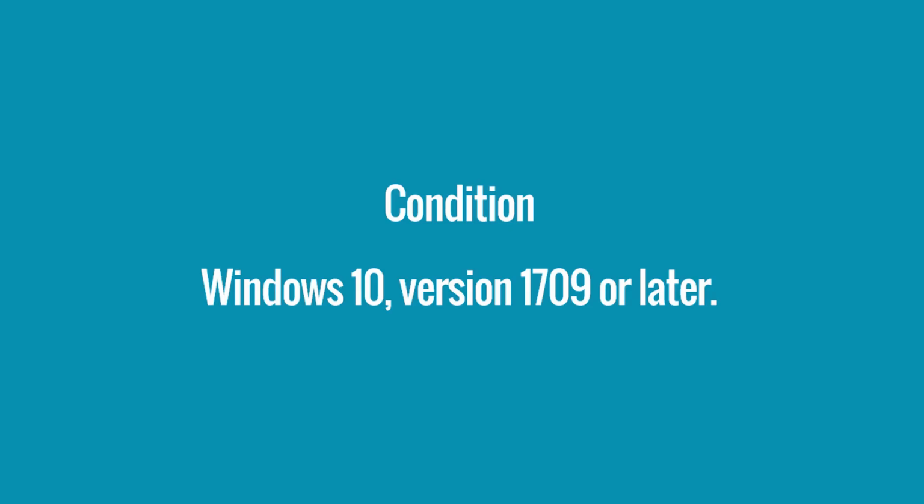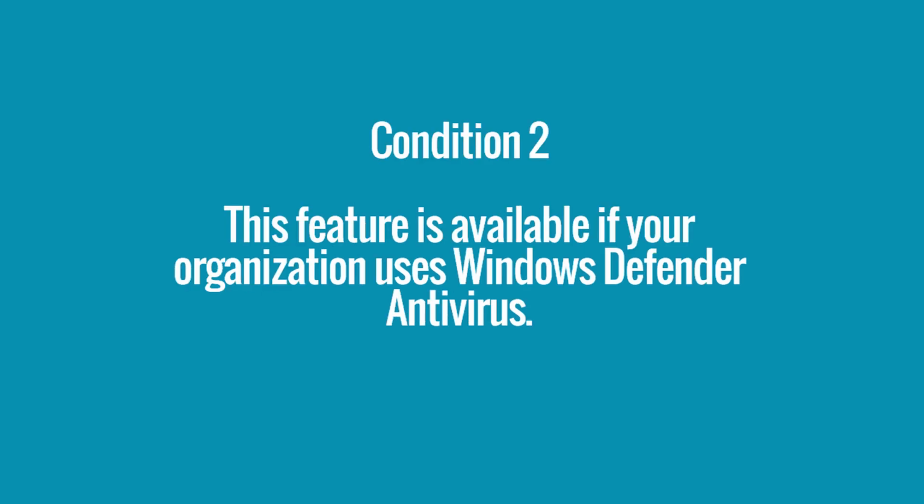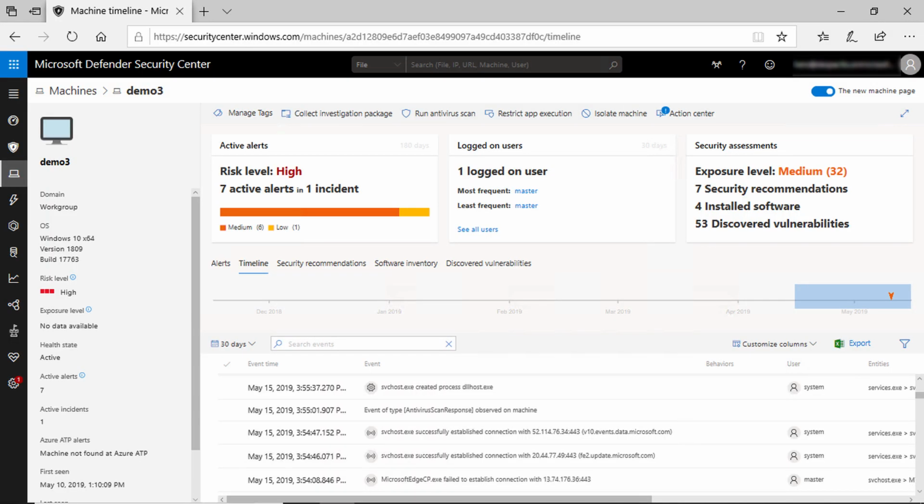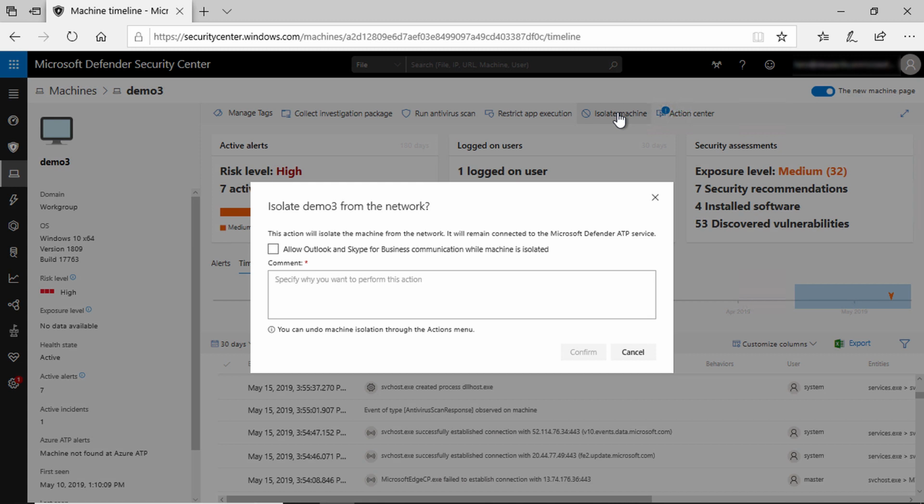Just keep in mind that for the app restriction to work, you need two things. First, you need to be running Windows 10 version 1709 or later, and this feature is available if you are using Windows Defender Antivirus as your malware engine. Now, depending on the severity of the attack and the sensitivity of the machine, you might want to isolate the machine from the network.